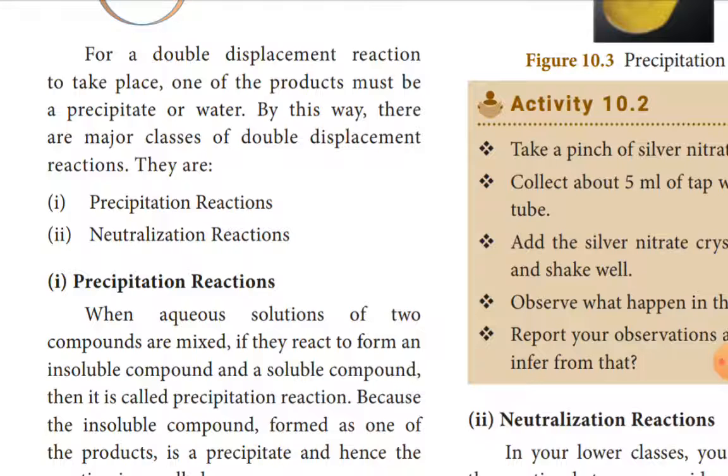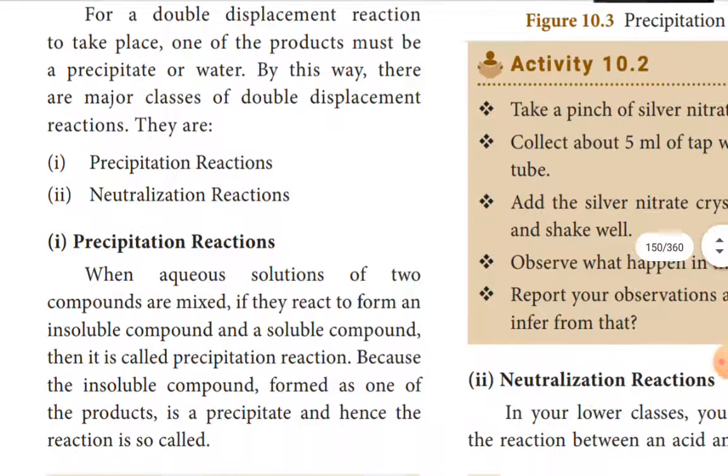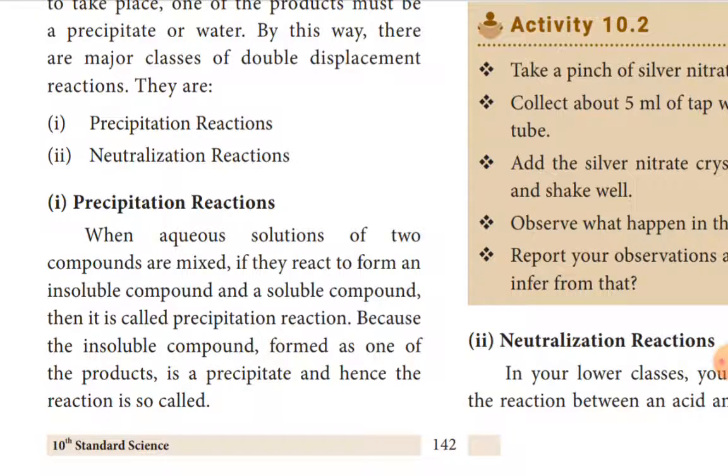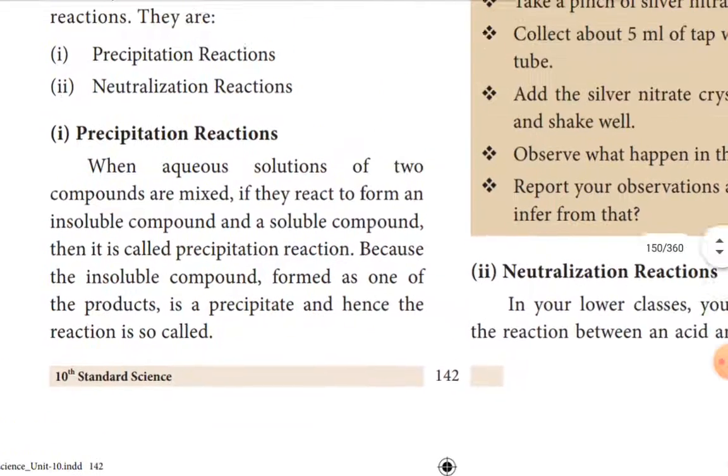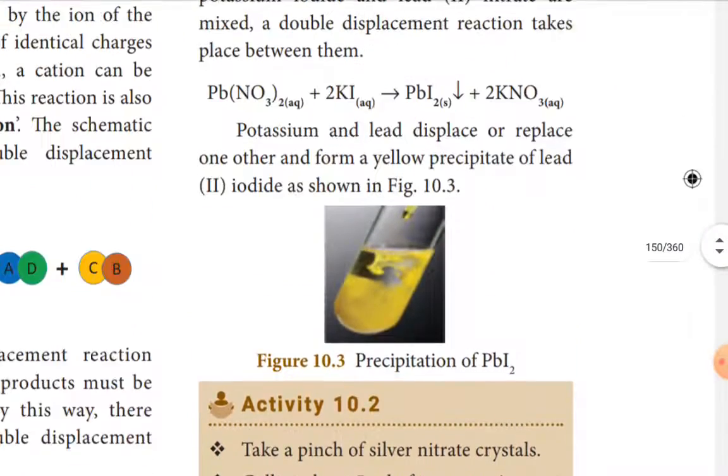A precipitate is an insoluble substance. The reactants will all be soluble in water, and a curdy, thick precipitate will be formed, which will be deposited at the bottom of the test tube. So the reaction that produces a precipitate is called a precipitation reaction. In this precipitation reaction, a precipitate and a soluble compound, two compounds, will be formed. Because an insoluble compound is formed as one of the products, it is a precipitate, and the reaction is called a precipitation reaction. Then see the example here.